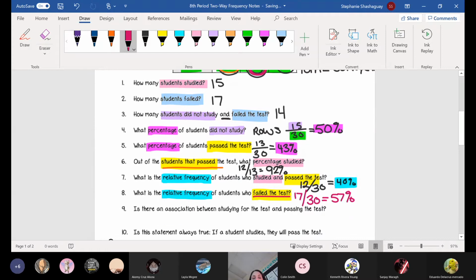Is there an association between studying for the test and passing the test? Yes. I'm sorry, what? Yes. There is an association. Those that studied were more likely to pass.